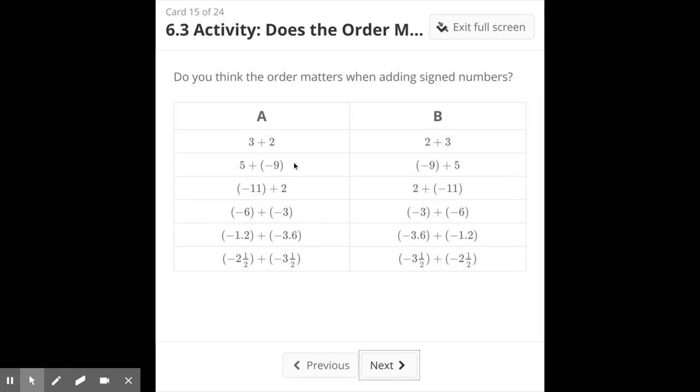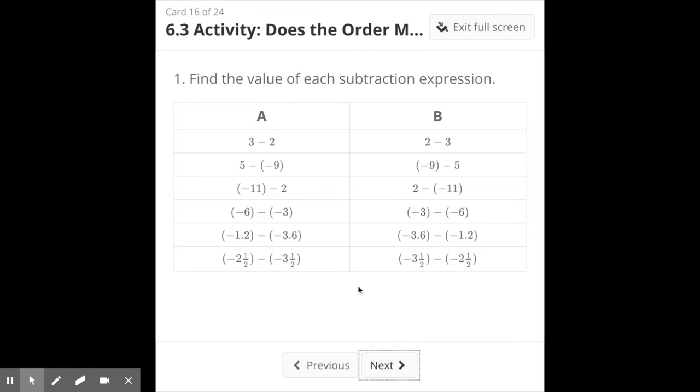Go ahead and pause the video in a moment and see if you can go through each of these and find the answer. If you have the same answer in both columns, then most likely you have done it correctly. And you will notice that the order in addition does not matter.